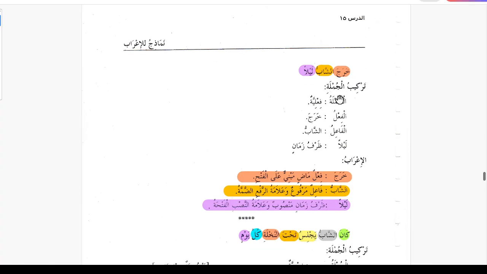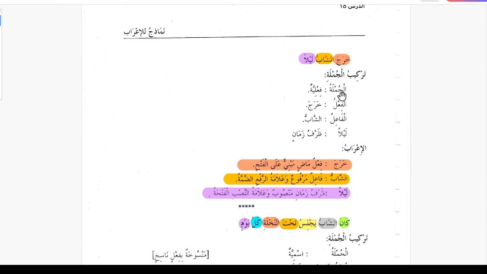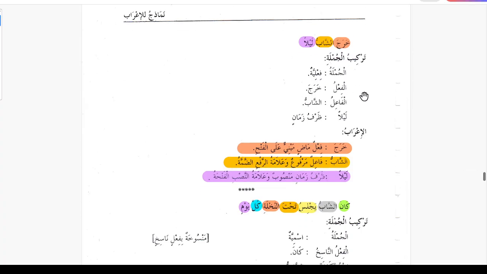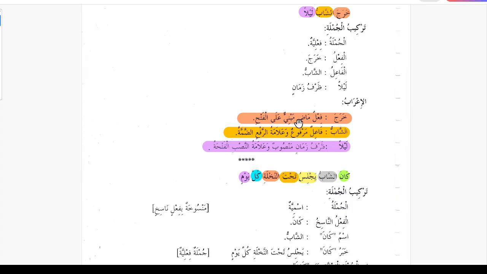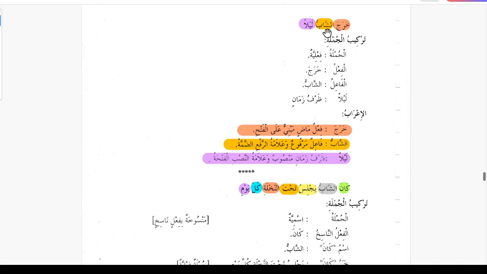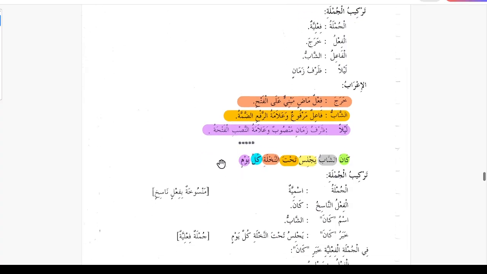So what is the tarkibul jumla? It is a jumla fi'liya starting from the verb kharaja. So it is a jumla fi'liya and the fi'l is kharaja. Fa'il is ash-shabbu, and laylan is zarfu zaman. When did he leave? At night. So this is giving an answer to when. So this is zarfu zaman. Kharaja, we can define this one: kharaja fi'lun madin mabniyyun alal fathi, and ash-shabbu is fa'ilun marfu'un wa alamatu rafihi ad-damma, and laylan is zarfu zamanin mansubun wa alamatu nasbihi al-fatha. That is simple.